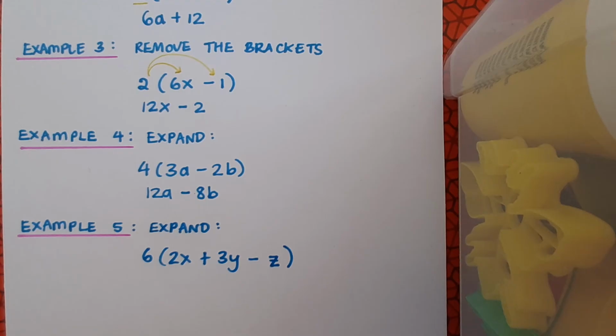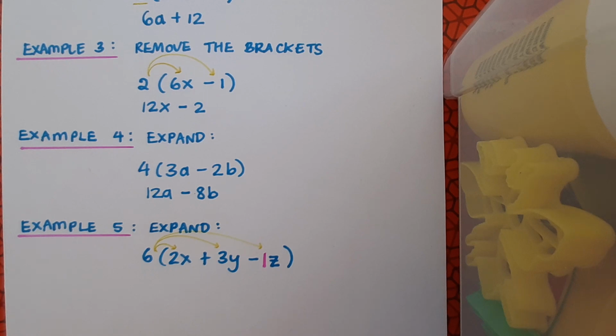Example 5 says expand 6 bracket 2x plus 3y minus z. Now, this time there's 3 terms inside the bracket, but it's still the exact same approach. You might notice that the x has a coefficient of 2, the y has a coefficient of plus 3, and the z has no apparent coefficient, but if you like at this stage, you can put a 1 in there. So the coefficient of z is minus 1.